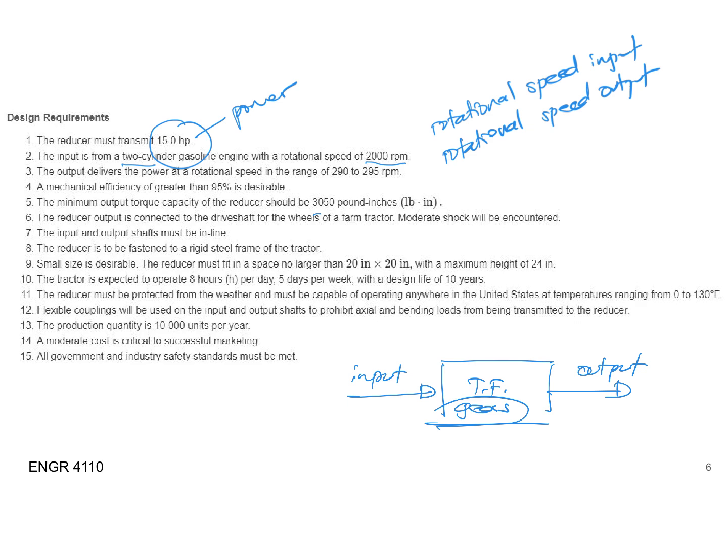Flexible couplings will be used on the input and output shaft to prohibit axial and bending loads. So again here, the type of loading. Production quantity is 10,000 units per year. Moderate cost is critical to successful marketing. All government and industry safety standards must be met. Now, this is really a very good example, especially as you will be going to your senior year next year and you will be developing these types of functions and design requirements for your senior design projects.